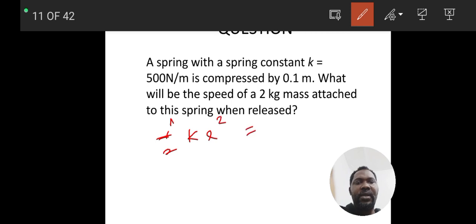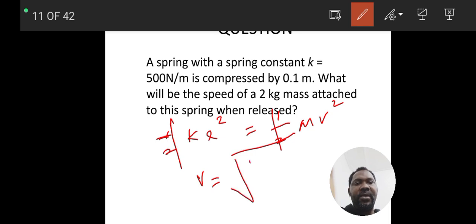Okay, so in this case, we can say that the elastic energy, which is half Ke squared, is equal to, has been converted to kinetic energy, which is half mv squared. Okay, conservation of energy is quite important. So we can say that half cancels half, and if we make the velocity the subject of formula, it is going to give us the square root of Ke squared divided by m.